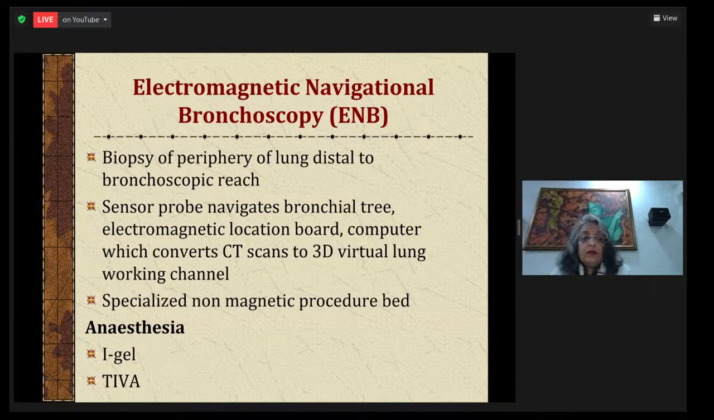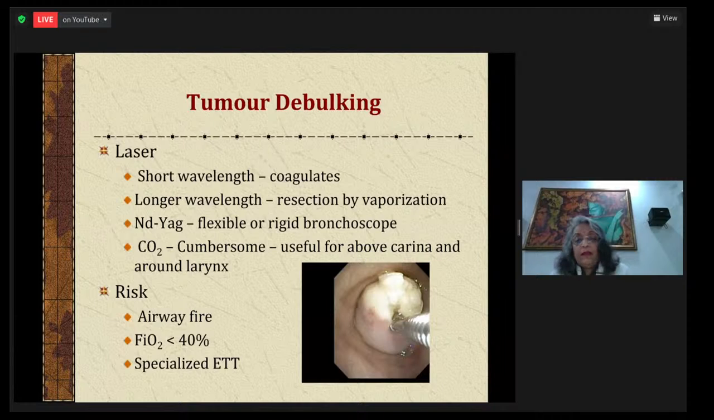There is also the carbon dioxide laser, but it is very cumbersome, has a big machine, and it is used only above the carina or around the larynx, but we do not use it. The risk with this is the risk of airway fire. The FiO2 has to be less than 40%. And if you think of intubating the patient, then these require a specialized endotracheal tube, which has a covering that is not affected by the laser.